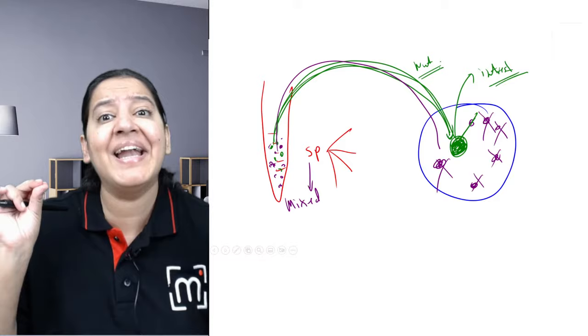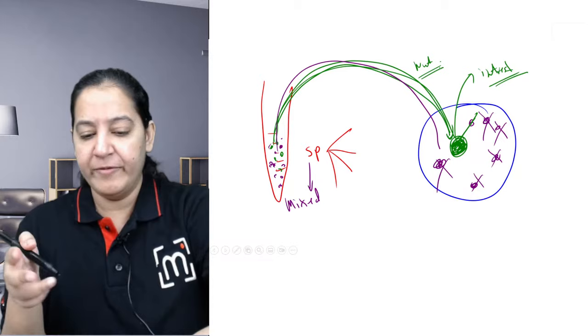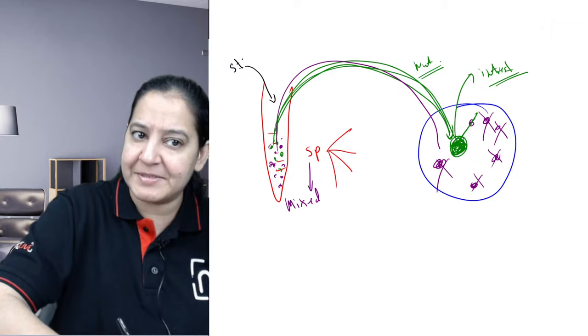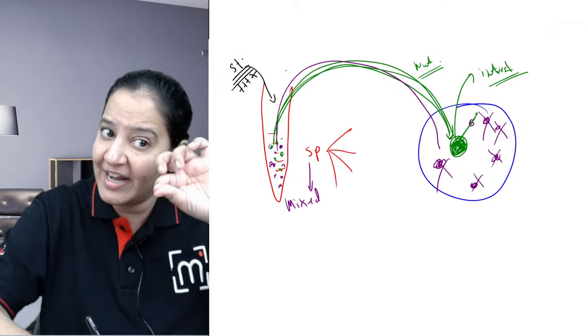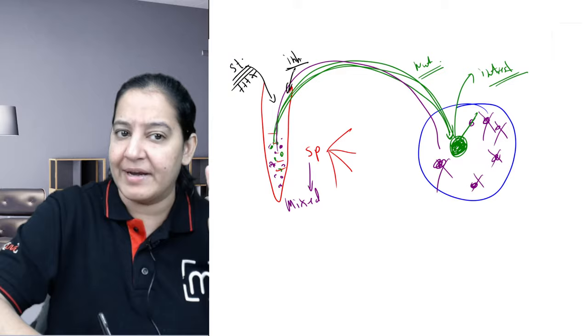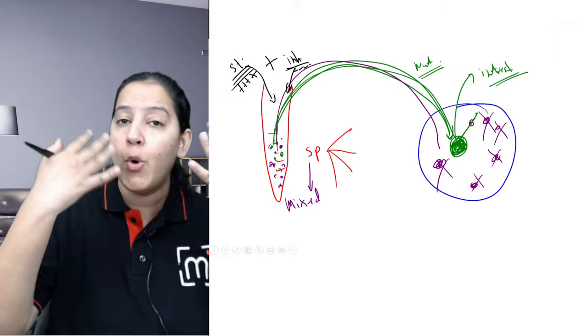So there are two ways. You will say, ma'am, you can do two things. Number one, you add some stimulatory substances, which will stimulate the growth of the bacteria of interest. Or you add some inhibitory substances which will inhibit the other bacteria which are not of interest. So doing this is known as enrichment media.